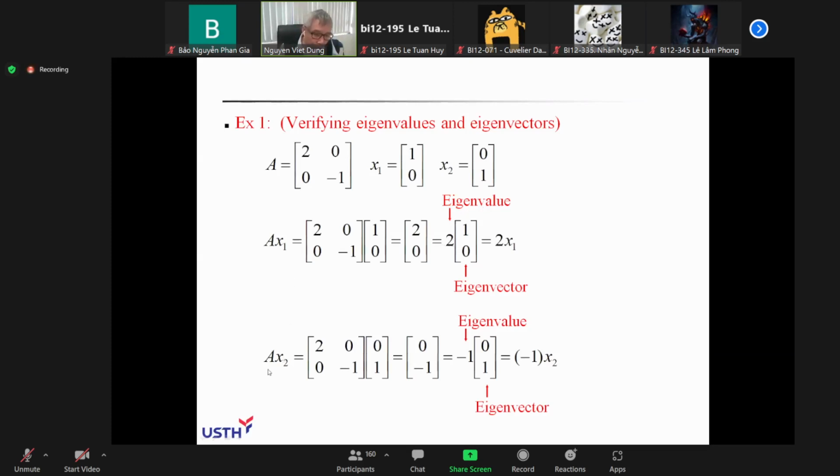Next, we consider A multiplied by x2. You get that one. It equals -1 x2. So it means that -1 is an eigenvalue of A, and x2 like that is an eigenvector corresponding to the eigenvalue -1. That is an example.